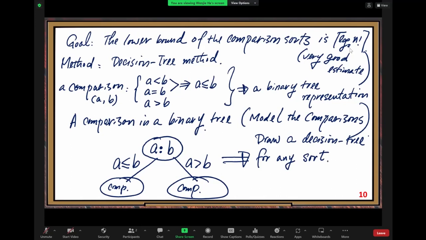Okay? All right. Yeah. So next, let me do a simple example to show you, in order to help you understand. How can we draw a decision tree for a sort? Yeah. So let me show you. Then we can do the discussion. Yeah. All right. Here I use a simple example. Okay? Yeah. Example. So what's that example? Sort a 3-element array.